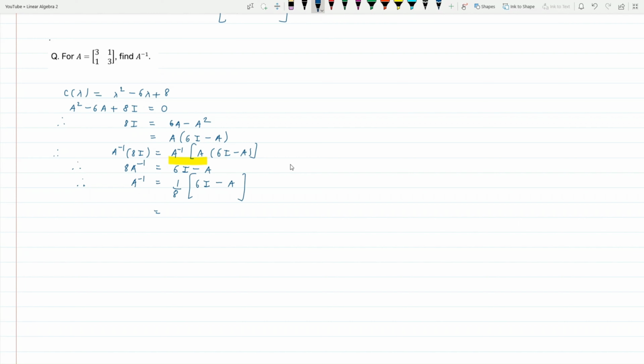Now the last step which is left is to substitute these matrices. So we have 1 over 8 times 6 times I, which is the matrix [6, 0; 0, 6], minus A, which is [3, 1; 1, 3], which gives us 1 over 8 times [3, -1; -1, 3]. Then there you have it. We have found the inverse of A using the Cayley-Hamilton theorem, which is often simpler than using methods like finding the adjoint and dividing by the determinant.